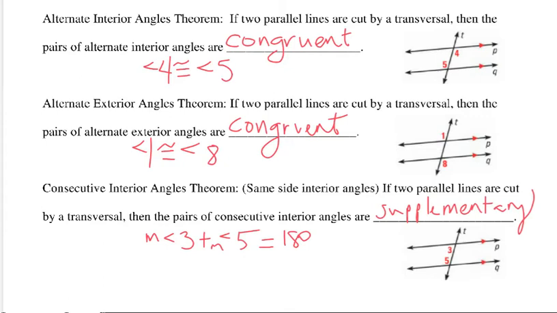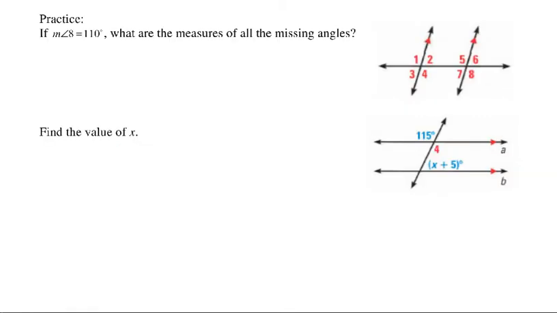Alright, so these 2 questions I'm going to help you out with, and then the next 2 questions you're going to try out on your own. So this very first one is a very common question. If they give us that the measure of angle 8 is 110 degrees, we need to find all of the other missing angles. So I'm going to talk us through each of the questions first. So if angle 8 is 110 degrees, we know that angle 5 is a vertical angle, so that's also 110 degrees.